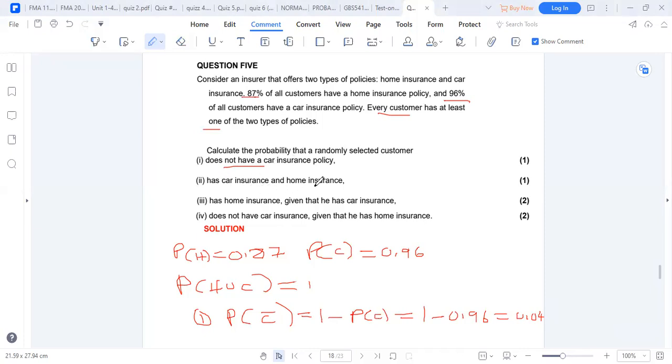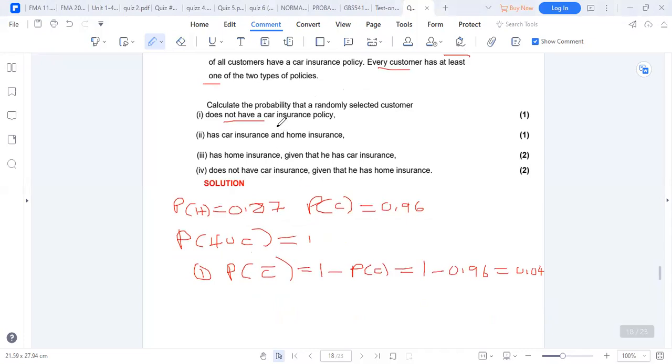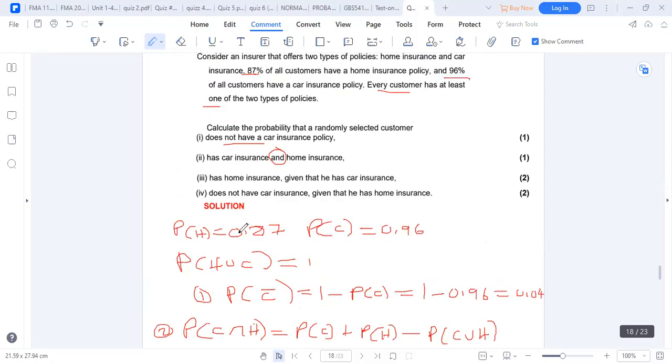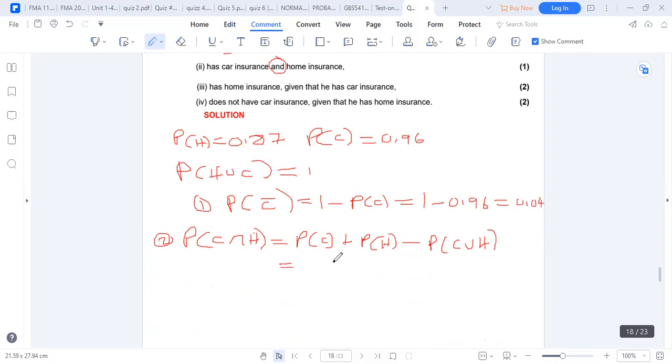How about he has car insurance and home insurance? What are they looking for? The intersection. Good, and means intersection. Car intersection home, using the union formula: probability of C plus probability of H minus the intersection. We already have the union, so here we do minus C union H. If this statement was not there, we would simply have multiplied H and C, because for independent events you multiply them. So here we have 0.87 plus 0.96 minus 1. What do we get?